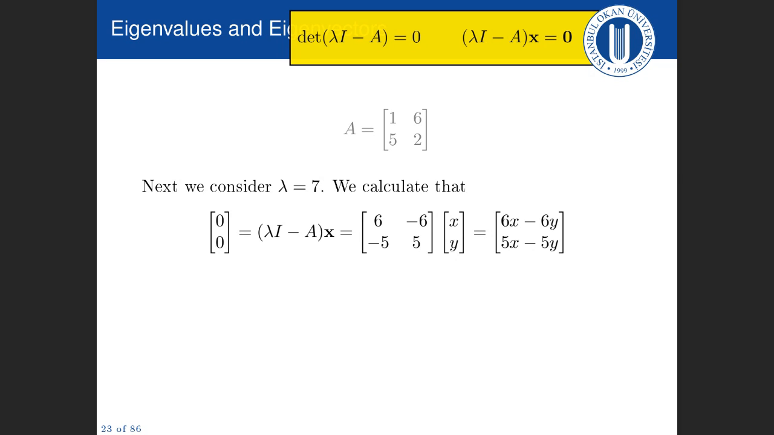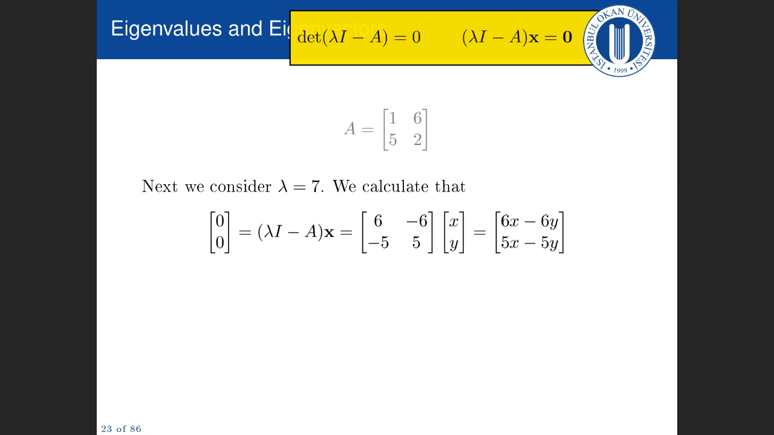Now we're going to do the same calculation, but for lambda equal to 7. So this time we're going to take 7 and we're going to put it into the formula. I start with the 0 vector is equal to (lambda I minus A) x. And I'll leave it for you to check that lambda I minus A is 6, minus 6, minus 5, 5. So we want 0, 0 to be equal to 6x minus 6y, 5x minus 5y.